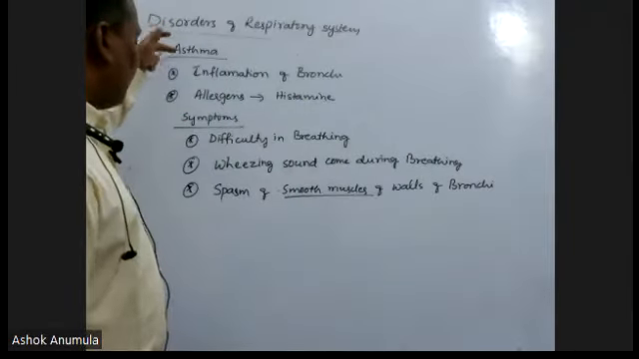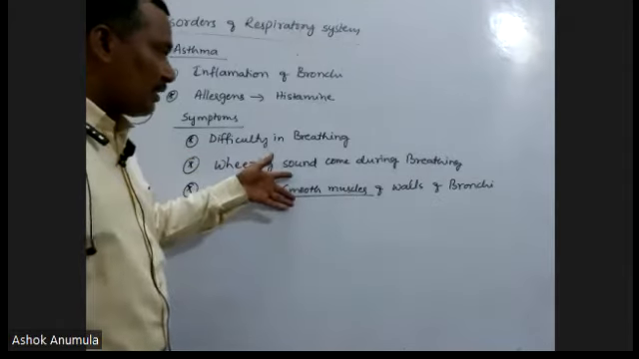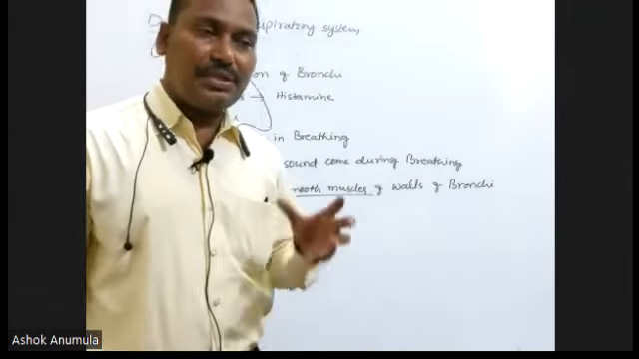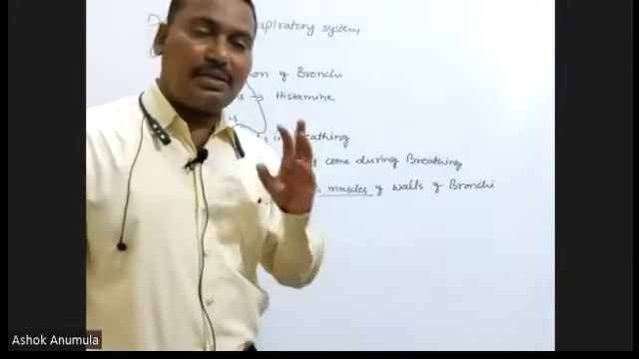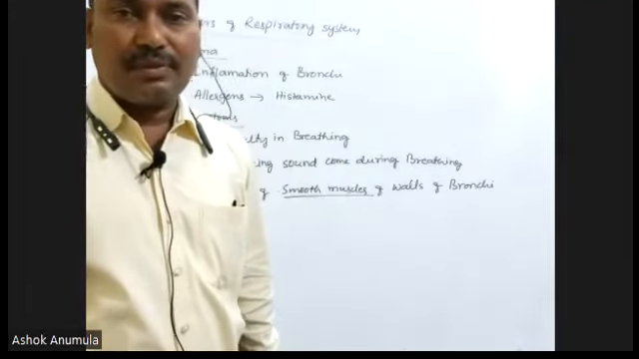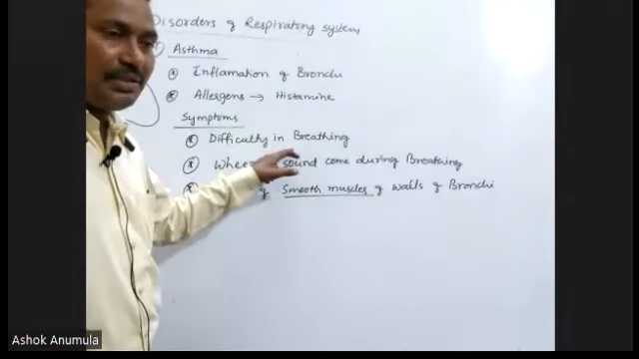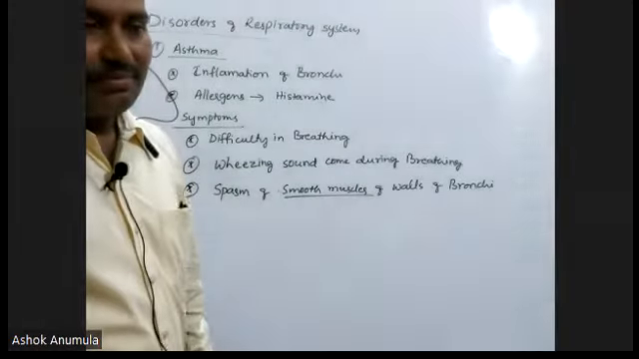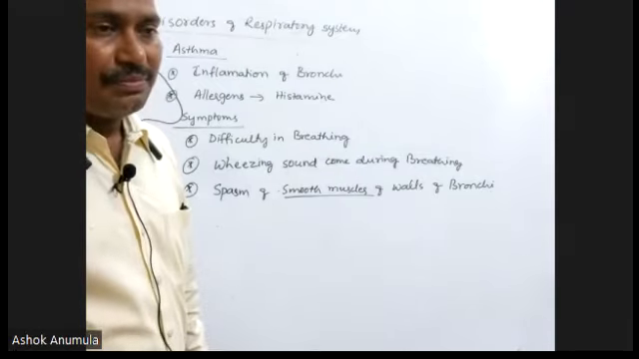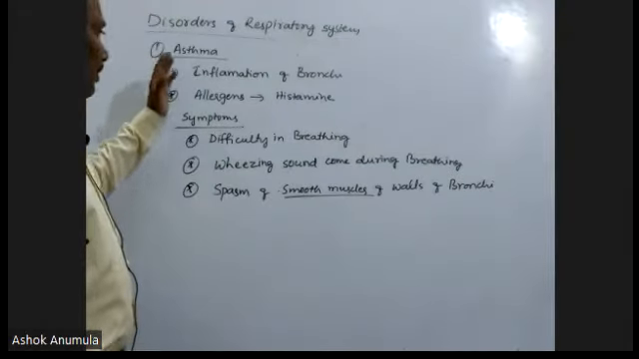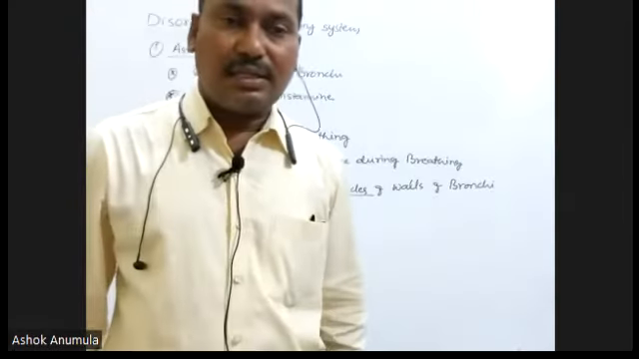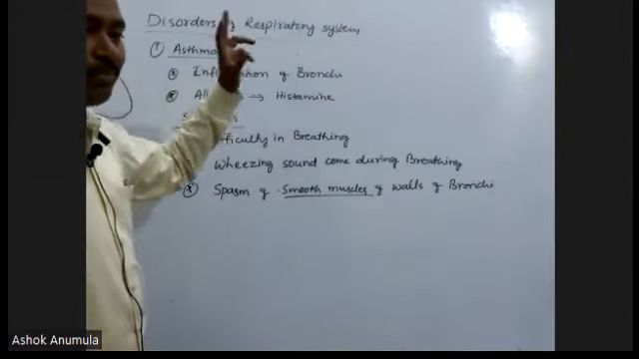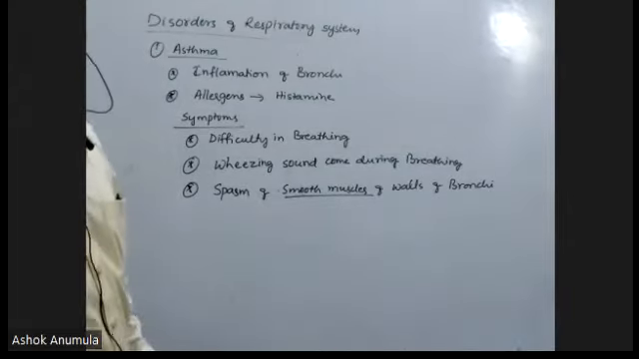But in the person affected by asthma, spasm of smooth muscles of walls of bronchi and bronchiole occurs. They become tightened, and due to the tightening of the smooth muscles, the person is not able to breathe properly. That is called difficulty in breathing. And during breathing a whistling sound, a wheezing sound, will come. That is called asthma. Asthma is caused by allergens. The allergens produce histamine, and due to this histamine, inflammation occurs in the bronchi.